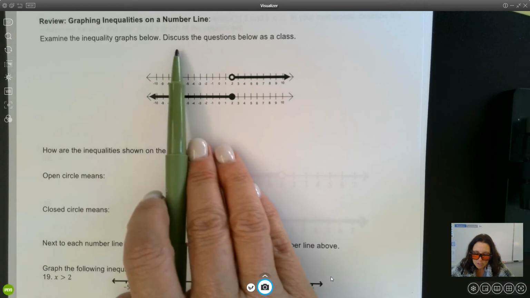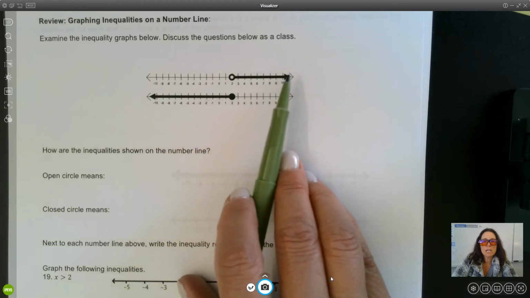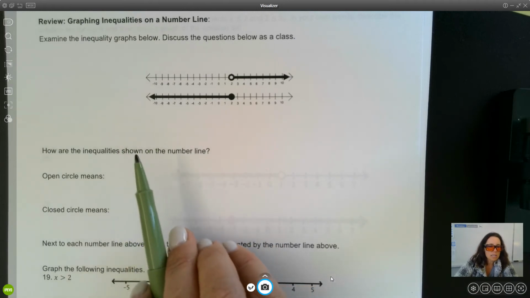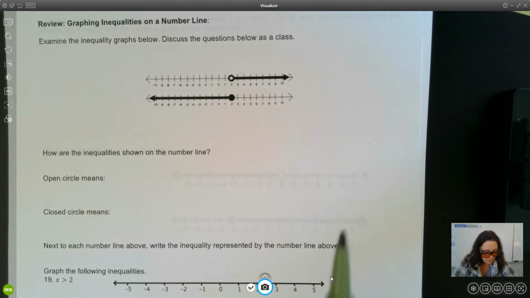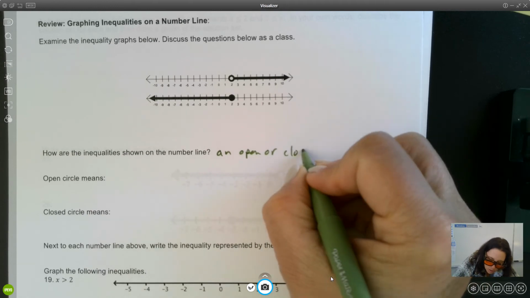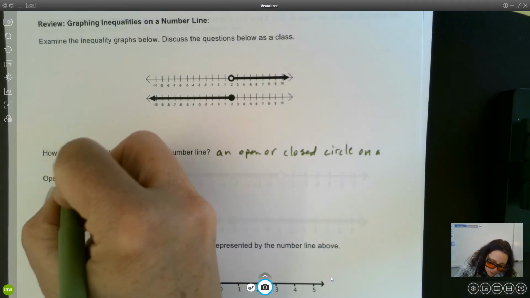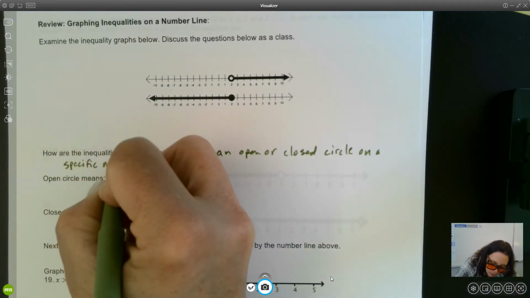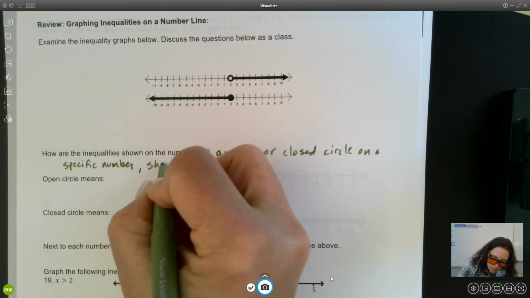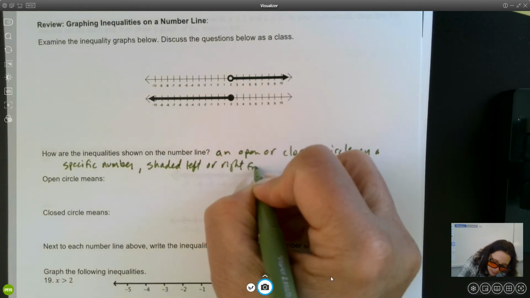Examine the inequality graphs below. Discuss the questions below as a class. All right, this guy has an open circle on 2 and it's shaded this way. This one has a closed circle on 2 and it's shaded this way. Okay, how are inequalities shown on a number line? Okay, so I'm seeing an open or closed circle on a specific number. Shaded left or right from that number.